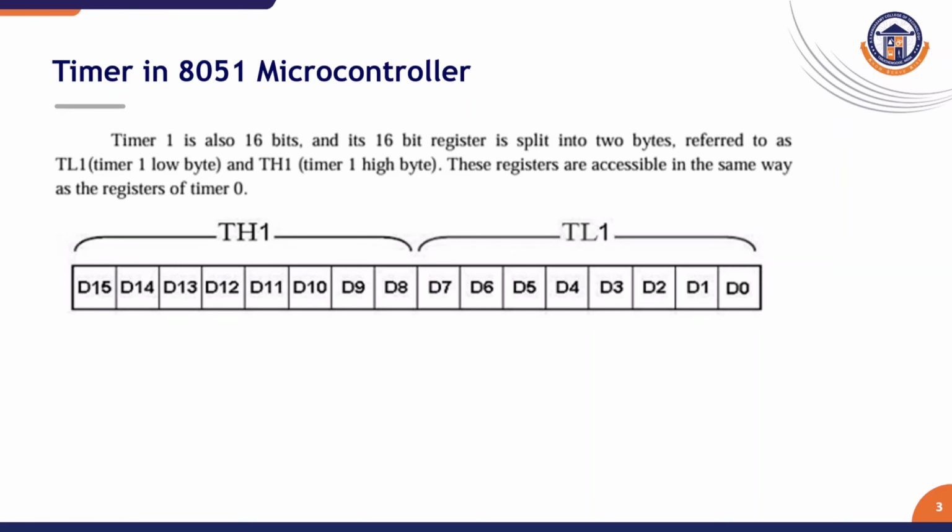Timer 1 also has 16 bits. Each 16-bit register is split into two bytes referred to as TL1 and TH1, lower byte and higher byte. These registers are accessible in the same way as the registers of Timer 0.